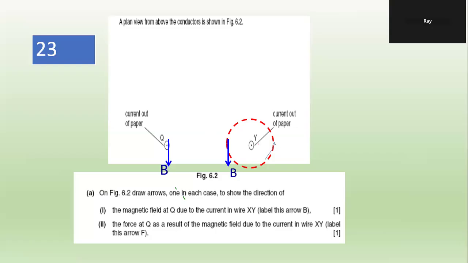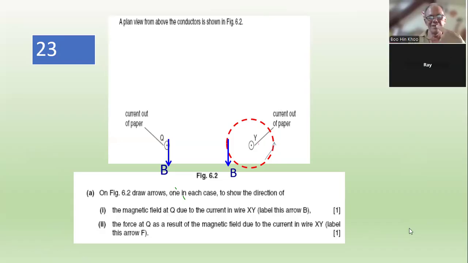The force at Q as a result of the magnetic field due to current carrying conductor XY, label the force F. Where's the force? Use your left hand rule, or if not, you remember. Either you use Fleming's second rule or you memorize it. The current is coming out, towards us. The field is going down. Current is coming out. So where's the direction of the force? To the right. Just right like that.